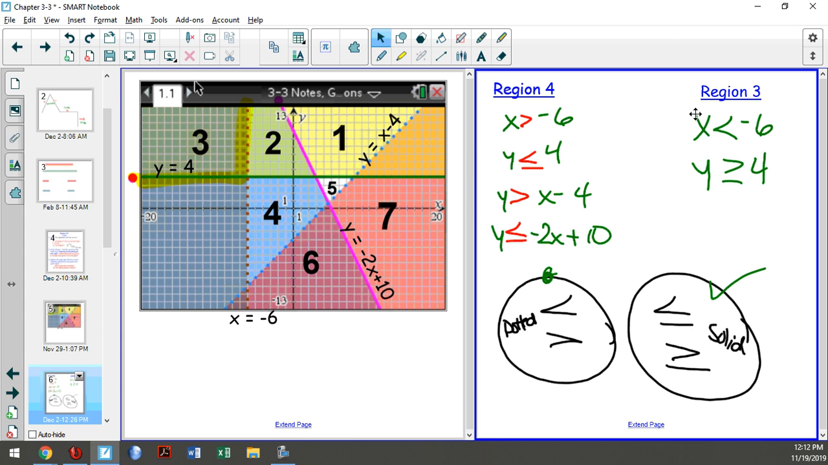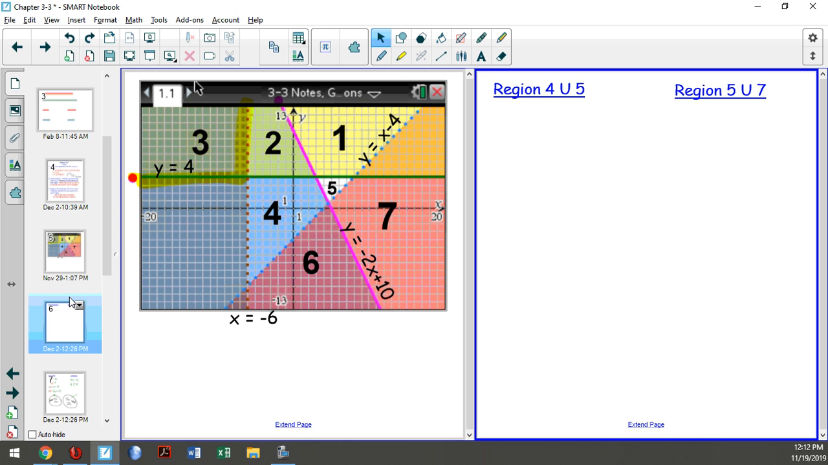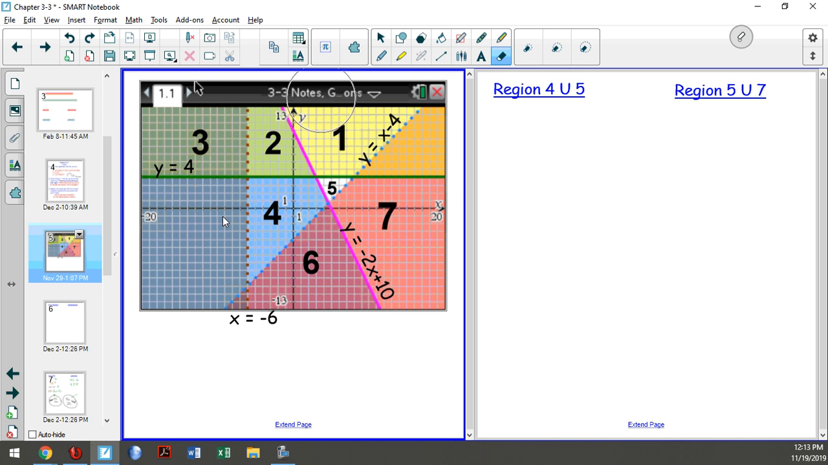Okay, now, the next thing I need you to know is going to be this right here. 4 union 5, bless you. 4 union 5, that's what that U means. If I join these 2 in holy union, his stuff is my stuff is his stuff. So what we're doing is we're marrying the 2 regions together. You're not just cutting out one, but you're cutting out 2 regions that touch each other. You with me? So we are going to cut out region 4 and 5 together.